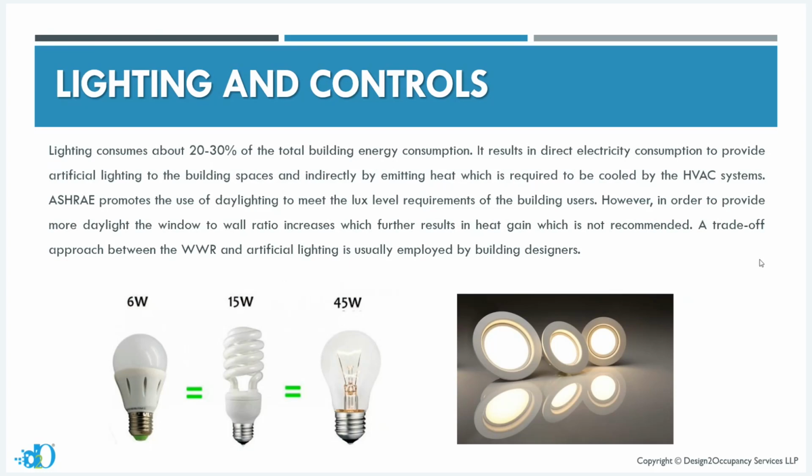In lighting, we also have sensors, which are occupancy sensors and daylight sensors, which can work according to the lux level in the environment. Whatever lux level you require in a particular room, you can just fit a sensor with the light, and that sensor will help you reduce the energy. So lighting and controls are a very important part, because they take 20 to 30% of overall electricity consumption.